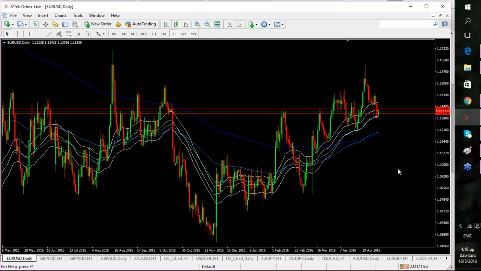Now that is a zone that prices are challenged with at the moment. Okay, so price has to go above that zone. That zone is quite a significant zone.